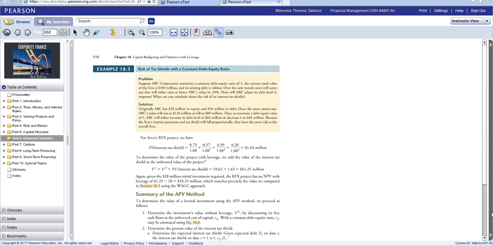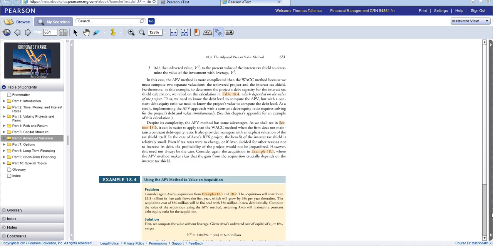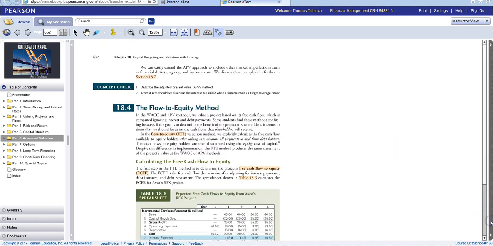All right. So here is the adjusted present value, and then over here we value an acquisition. So we repeat this process 3 times. So we're going to do this 3 times tonight. All right. So then the last one we'll do is the flow to equity method. This is the 3rd and final one we'll do, and we'll see how far we get tonight.